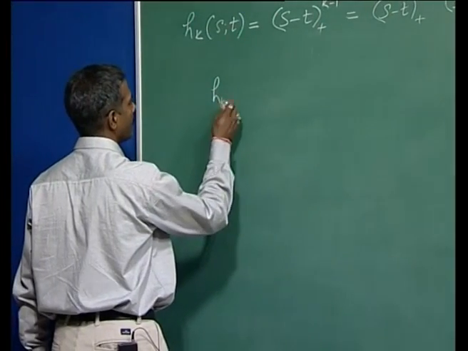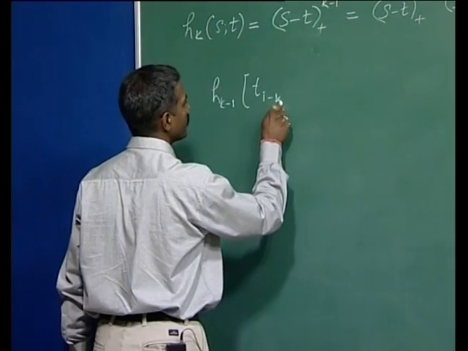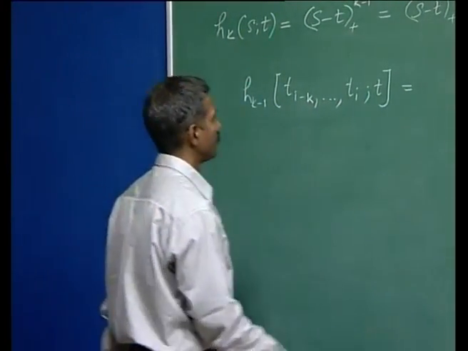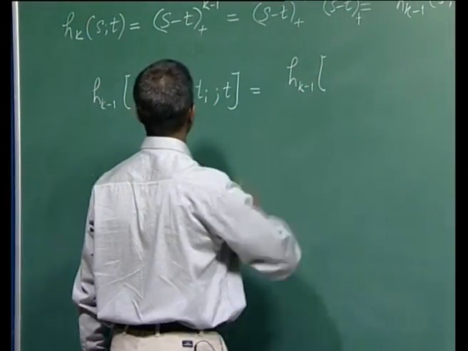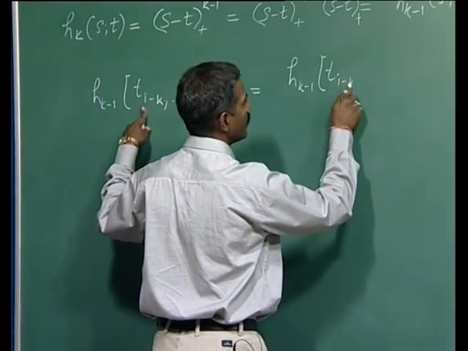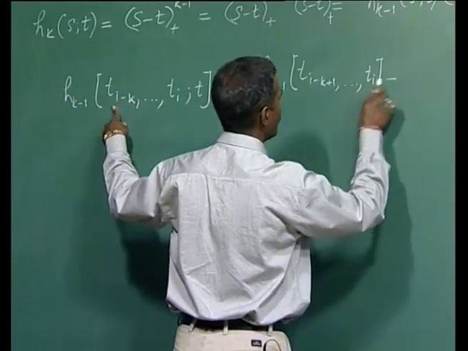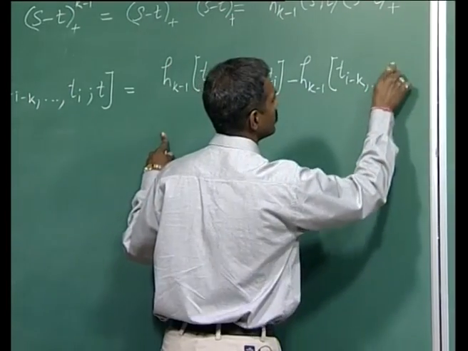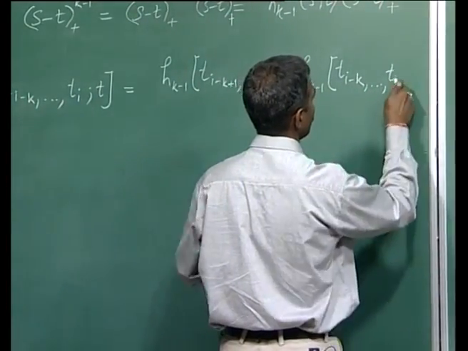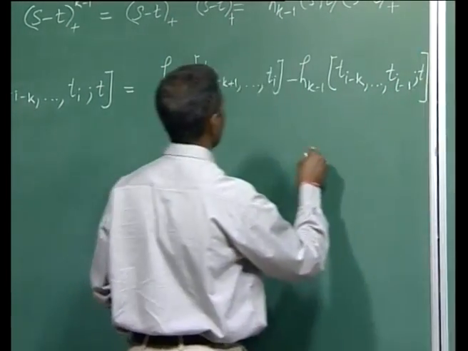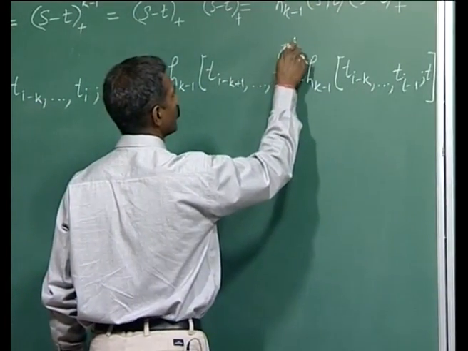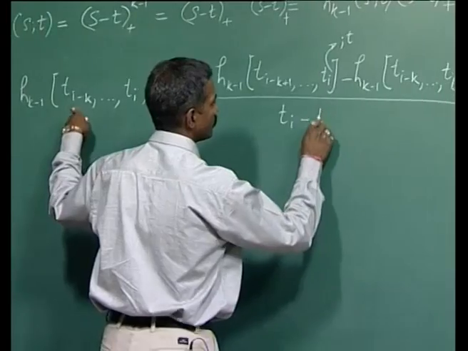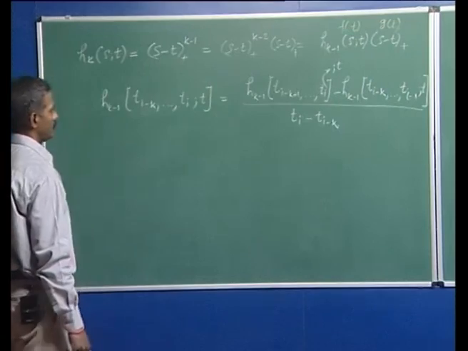So I can write h_{k-1}(t; t_i-k) as, I'll have to be a little careful here, [h_{k-1}(t; t_{i-k+1}, ..., t_i) minus h_{k-1}(t; t_{i-k}, ..., t_{i-1})] over (t_i minus t_{i-k}). What have I done?